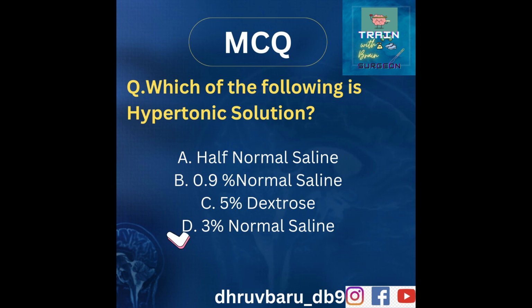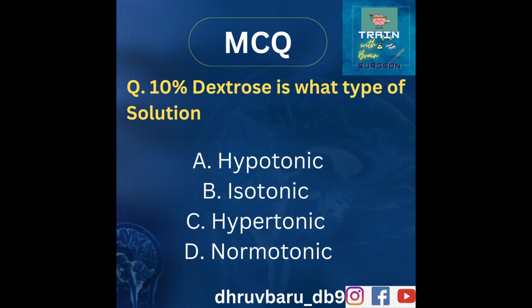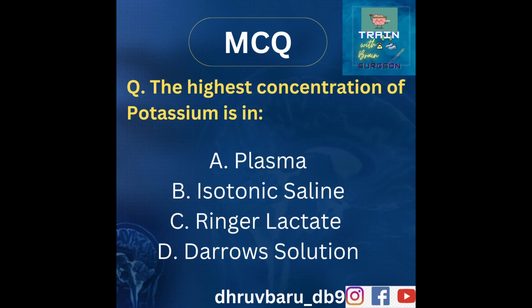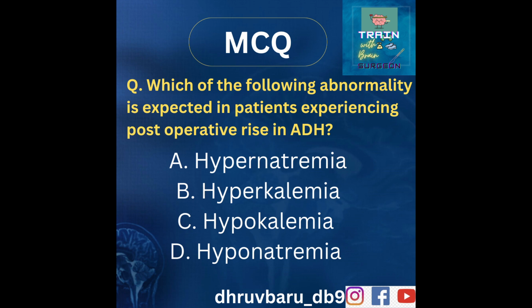Which of the following is hypertonic solution? The answer is 3% normal saline. Sodium content of 1 liter of isotonic saline is 154 milliequivalents per liter. 10% dextrose is a hypertonic solution. The highest concentration of potassium is in Darrow's solution.